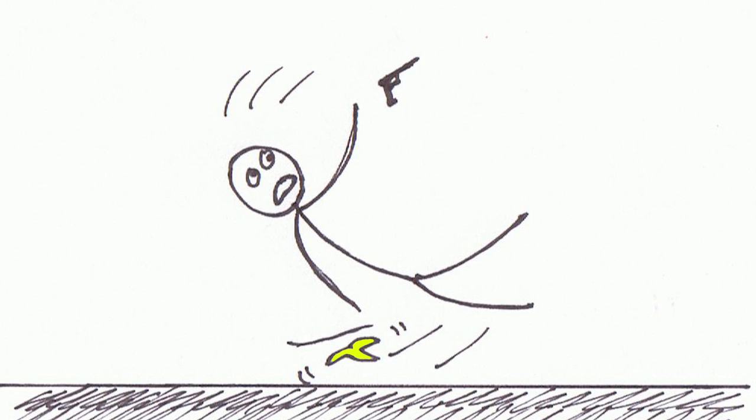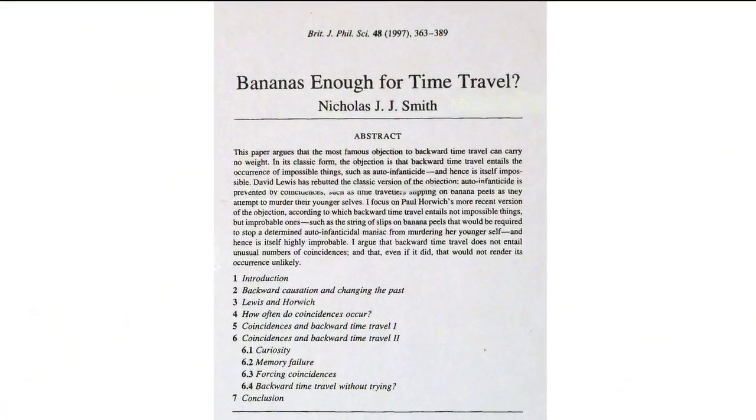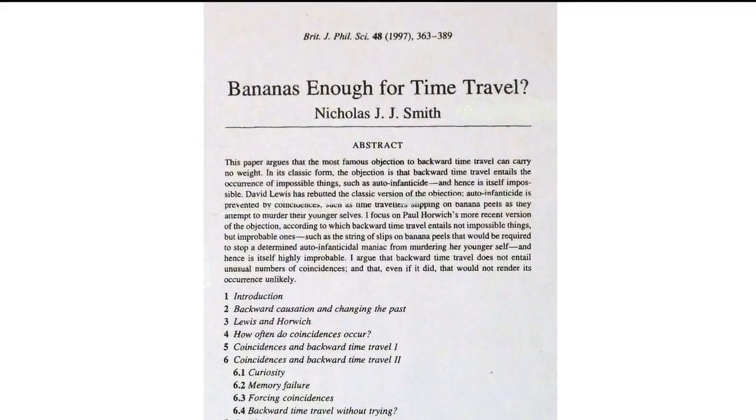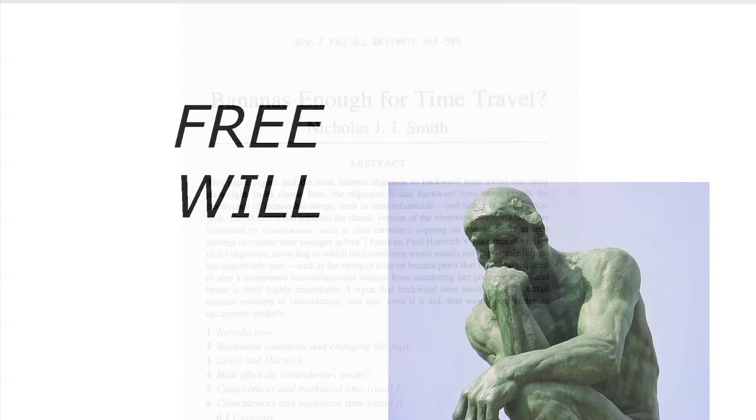Or maybe you slip on a banana peel on the way to your grandfather's house. One way or another, a series of such events must keep you from reaching your goal. But this does sound a bit strange, doesn't it? This line of reasoning seems to be at odds with the notion of free will. You ought to be able to do whatever you like, even while traveling through time.